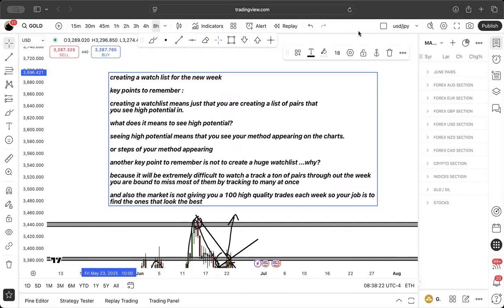Now, normally I recommend doing this on the weekend because it's a lot easier when things are not moving around in the market. But you can easily still do it on a Monday or pretty much any day you want to. Any day you see a pair, you can break it down, look at it, see if it has potential, and add it to your watch list.